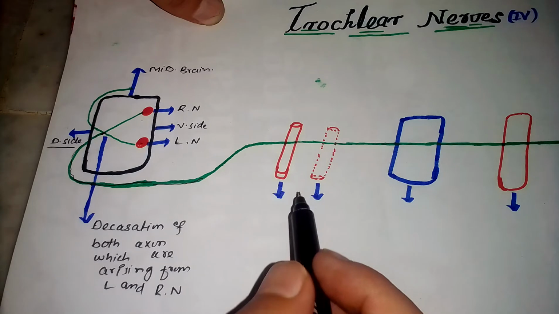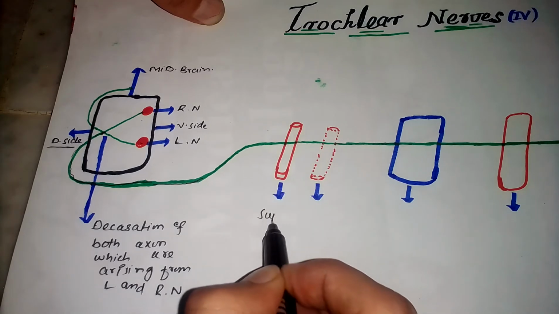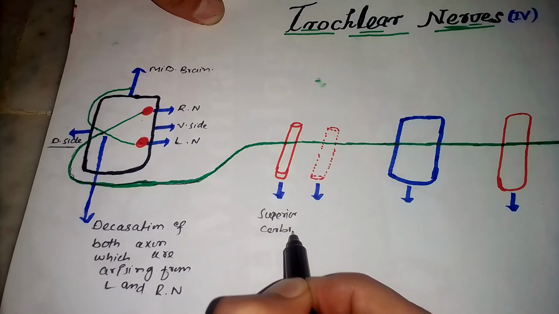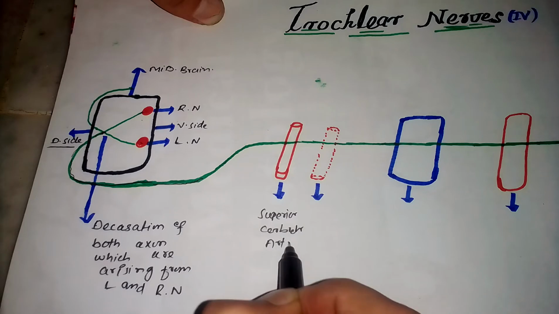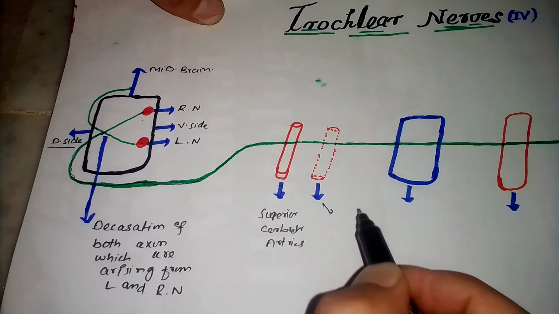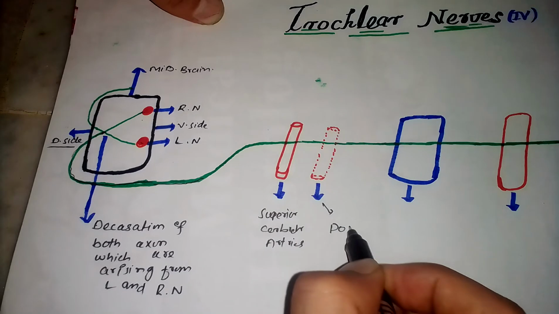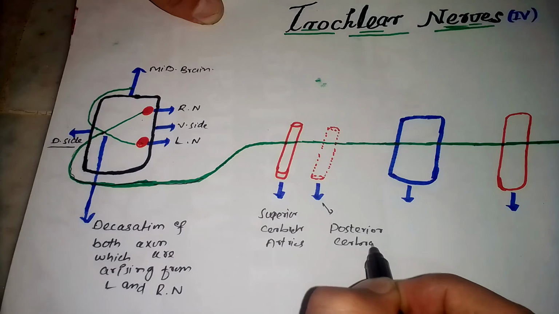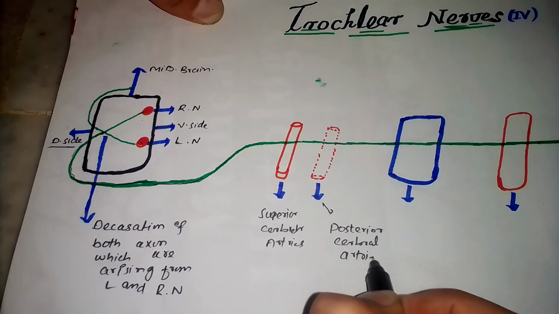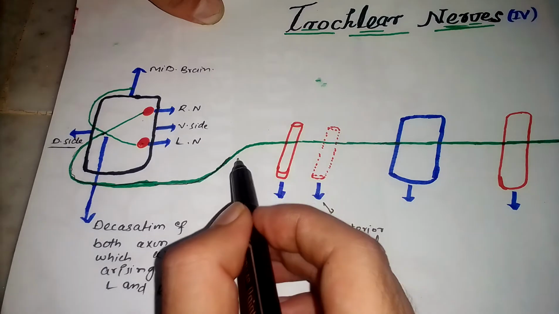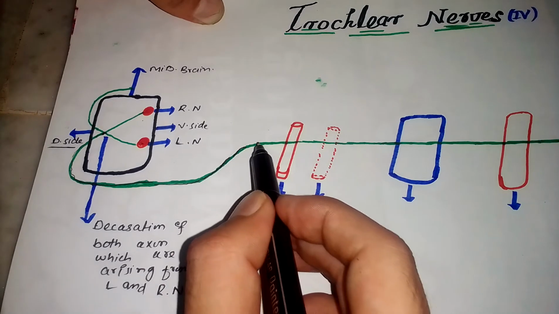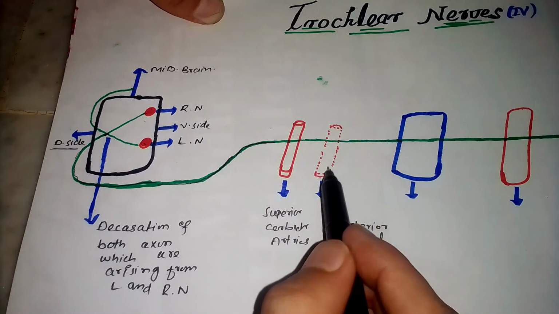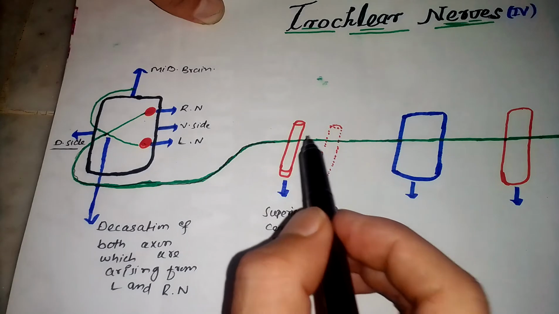between two arteries. One is the superior cerebral artery, and the other is the posterior cerebral artery. Okay, so they move toward these arteries and run between these two arteries. One is the superior cerebral artery and the other is the posterior cerebral artery.